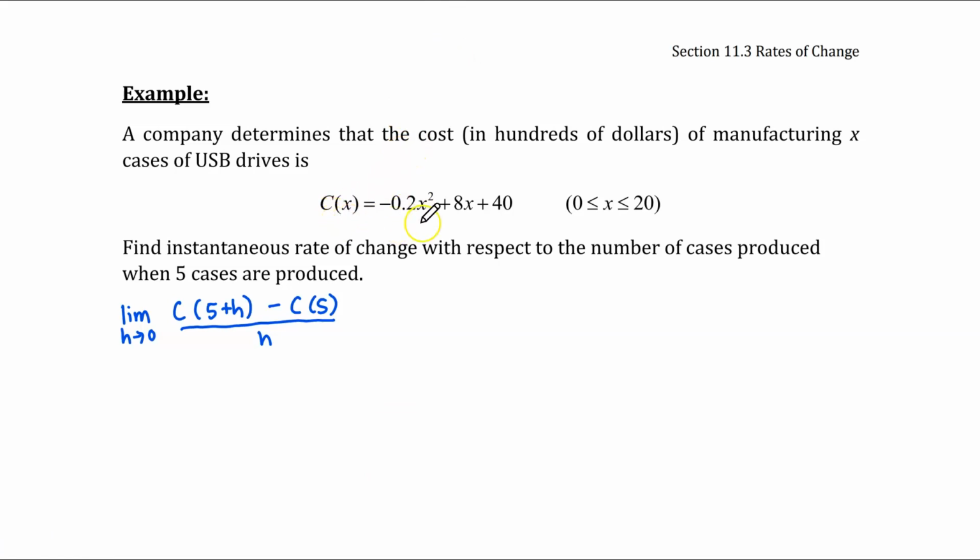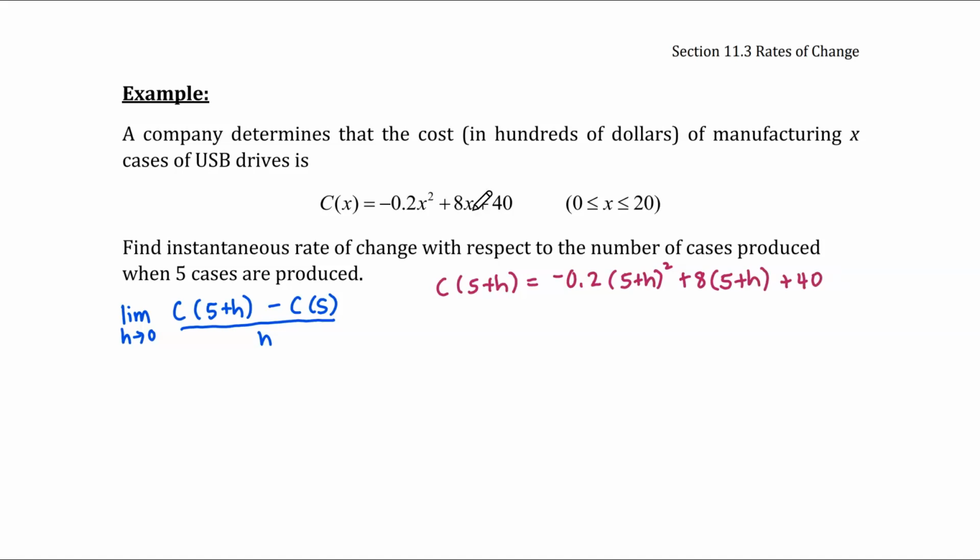So the cost or the C function is given by this expression here. So let's go ahead and find first C of 5 plus H. So C of 5 plus H is equal to negative 0.2, and then you replace X here by 5 plus H, plus 8, and again replace X by 5 plus H, plus 40.